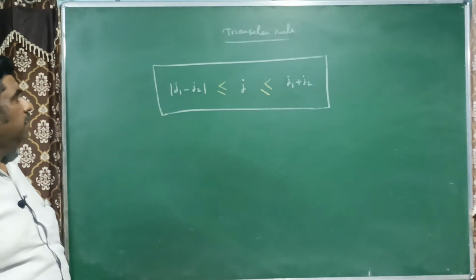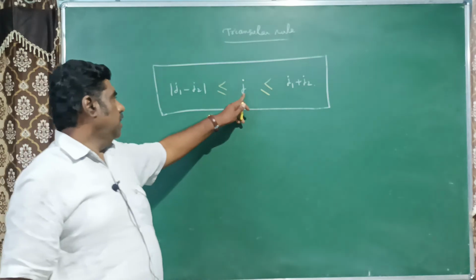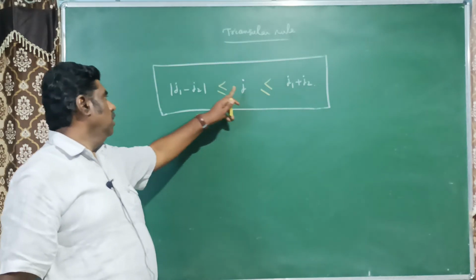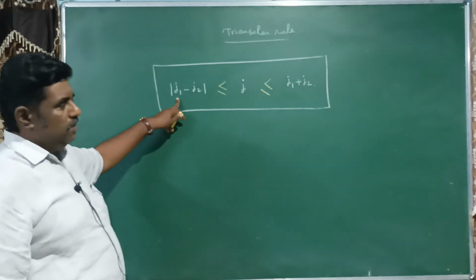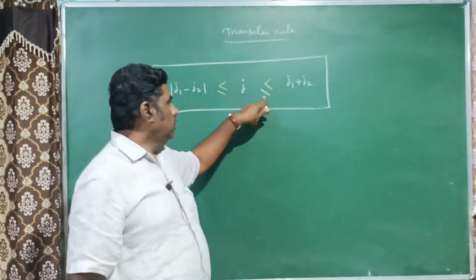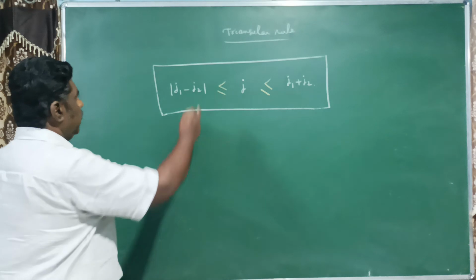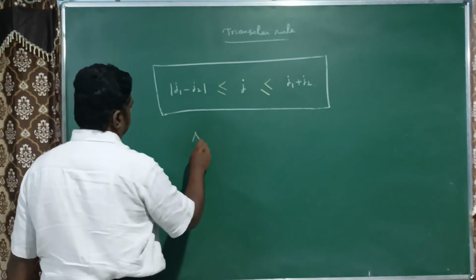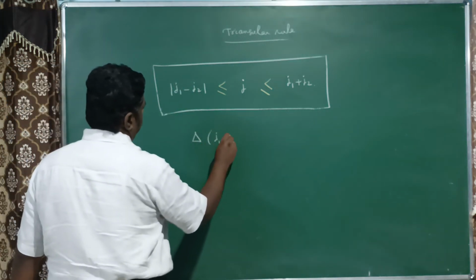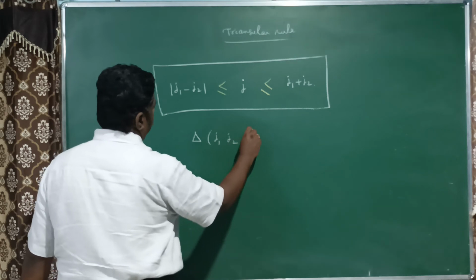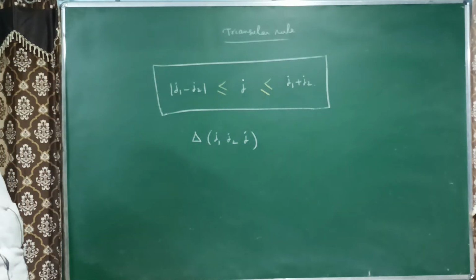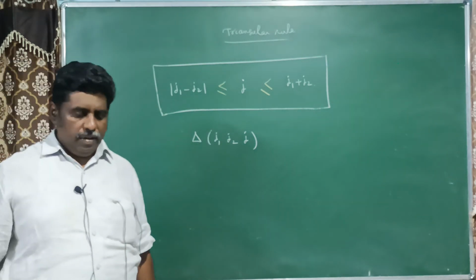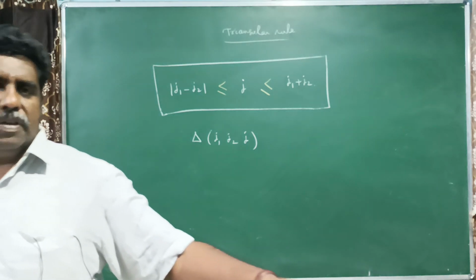This is called the triangular rule. J, the total angular quantum number, should be greater than or equal to modulus of J1 minus J2, and less than or equal to J1 plus J2. Since this is identical to the three sides of a triangle, delta of J1, J2, J is called the triangular rule, which explains the non-vanishing condition of the CG coefficient.